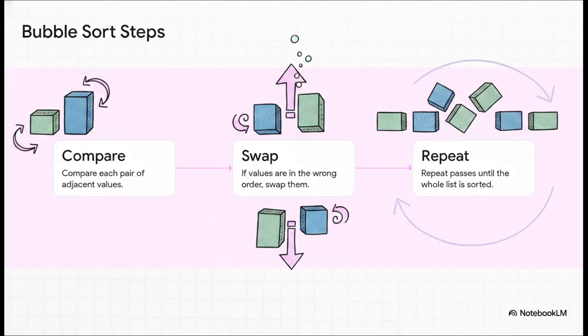So how does bubble sort actually work? The mechanics here are surprisingly simple but highly active. It repeatedly compares adjacent neighbors in a list. If those two values are in the wrong order, boom, it swaps them. By doing this, it ensures that the largest unsorted value literally bubbles its way up to the right side by the end of each pass. You just keep repeating these passes over the dataset until the whole thing is perfectly sorted.